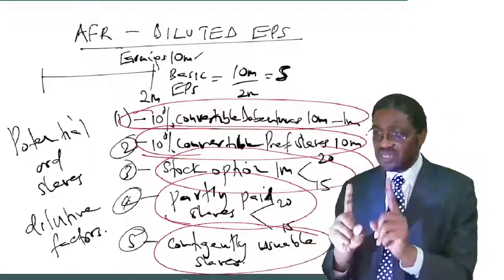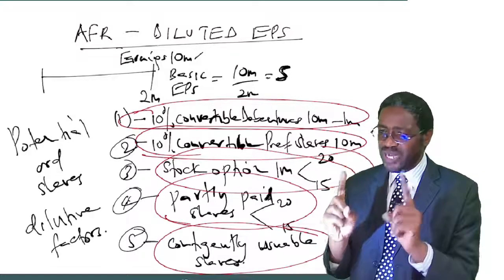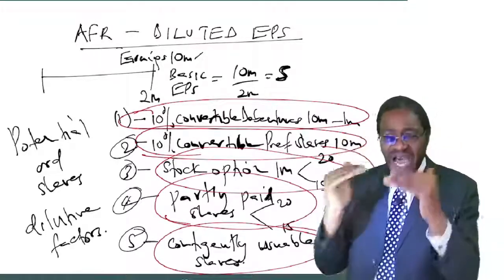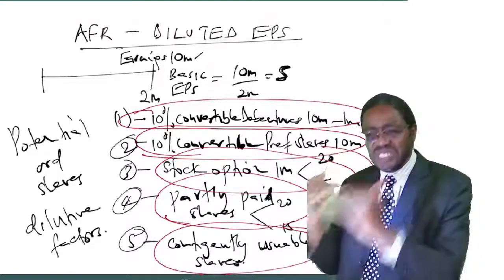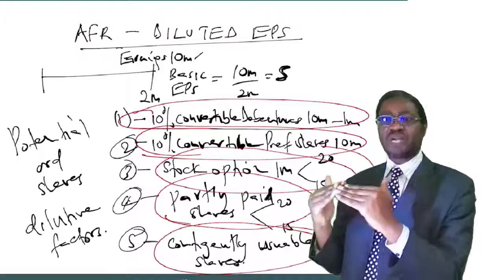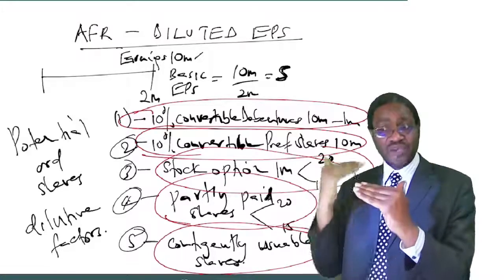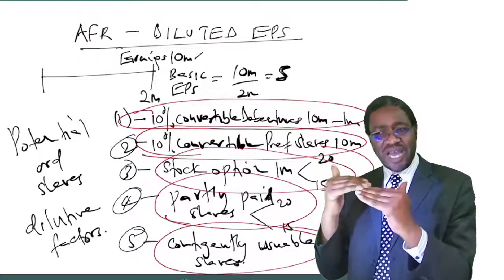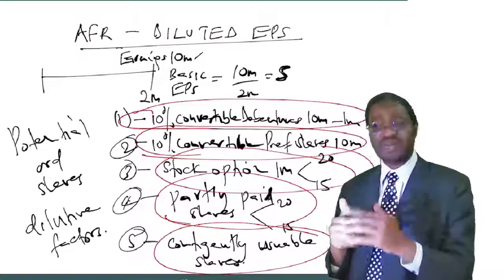I have said, when you have convertible preference shares, how do you use them to compute diluted EPS? We have said, to the earnings used for basic EPS, add the preference dividend that would have been saved. This time you don't say net of tax. Why? I told you preference dividends are not subjected to tax. They come after tax. So you don't subject them to tax.